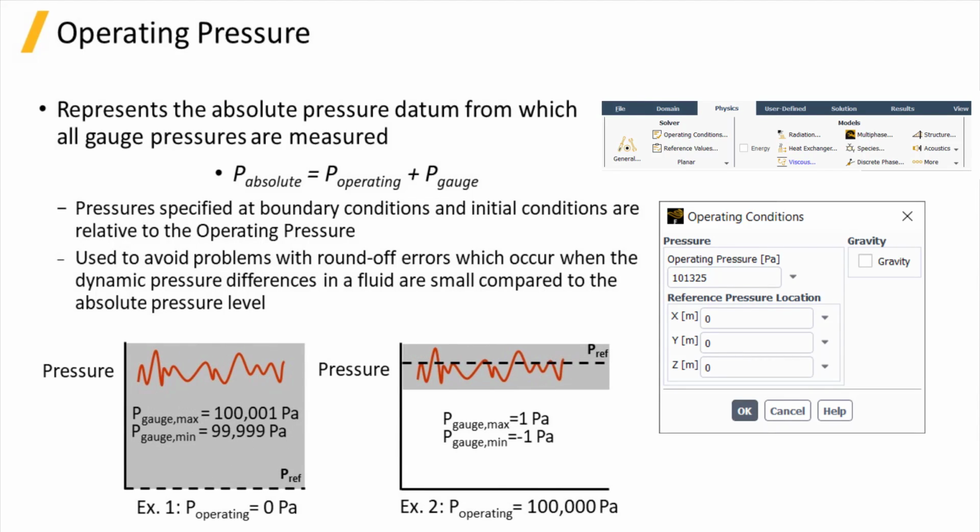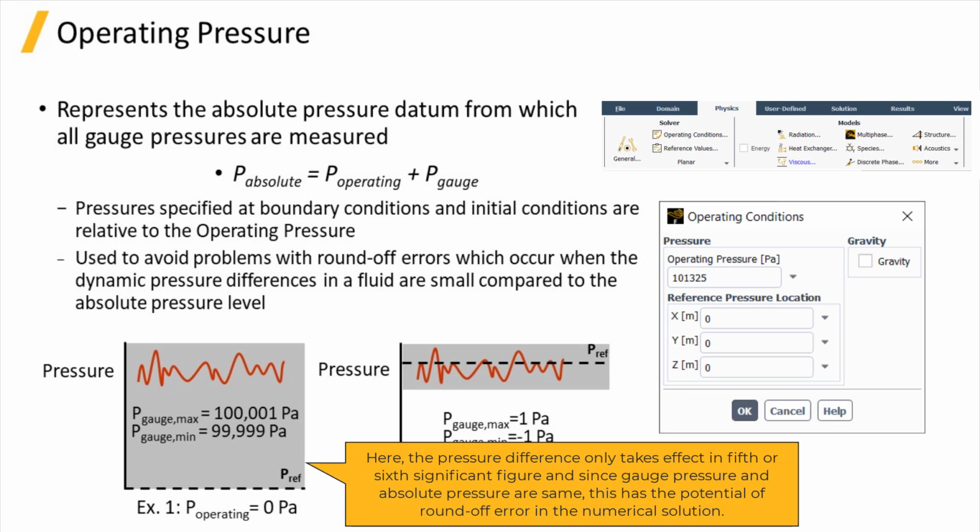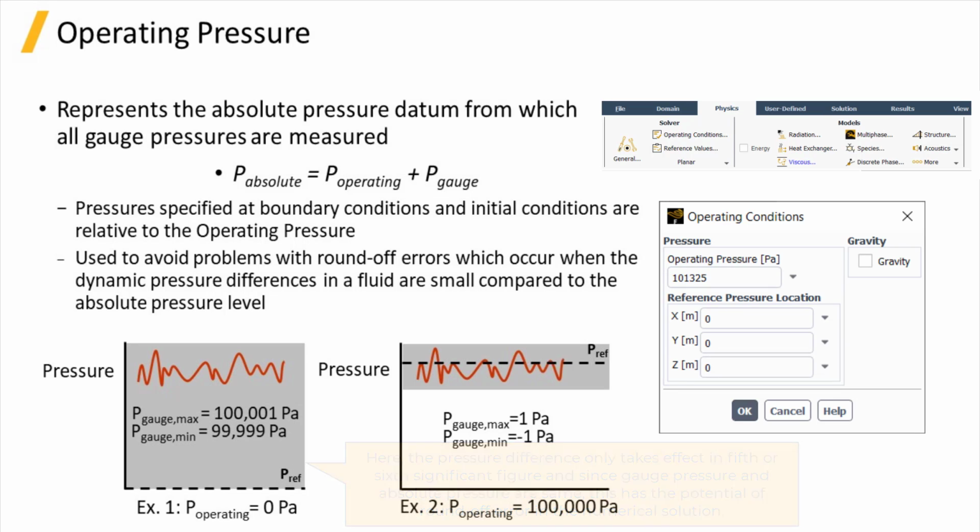Here is an example to further understand this concept. On the left, if the operating pressure is set to zero in the operating conditions panel and we have a flow where the absolute pressure varies between 100,001 pascals and 99,999 pascals, the pressure difference only takes effect in the fifth or sixth significant figure. And since the gauge pressure and absolute pressure are the same in this case, this has the potential for round-off errors in the numerical solution.